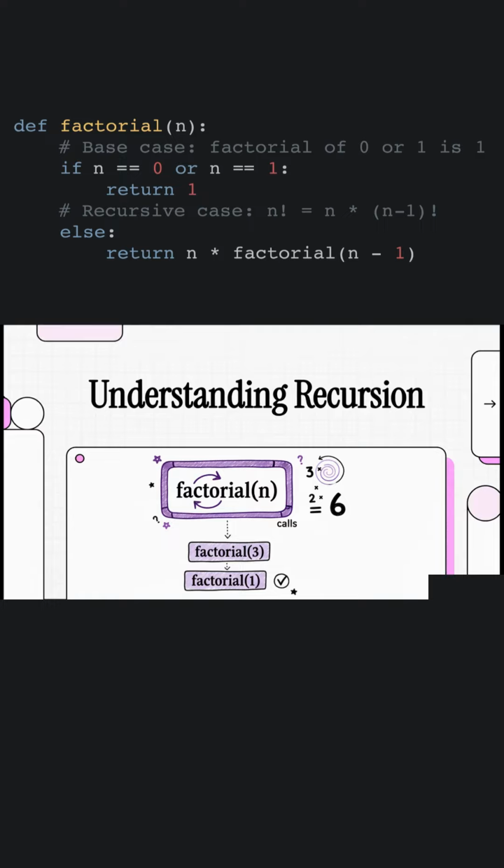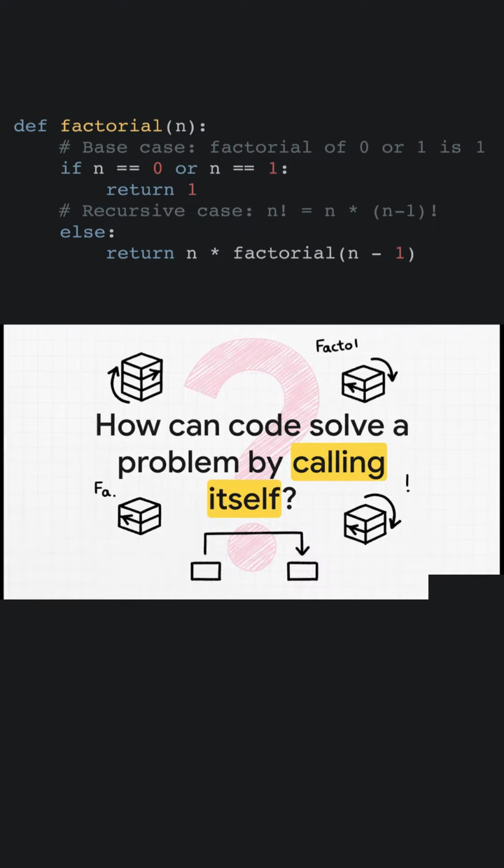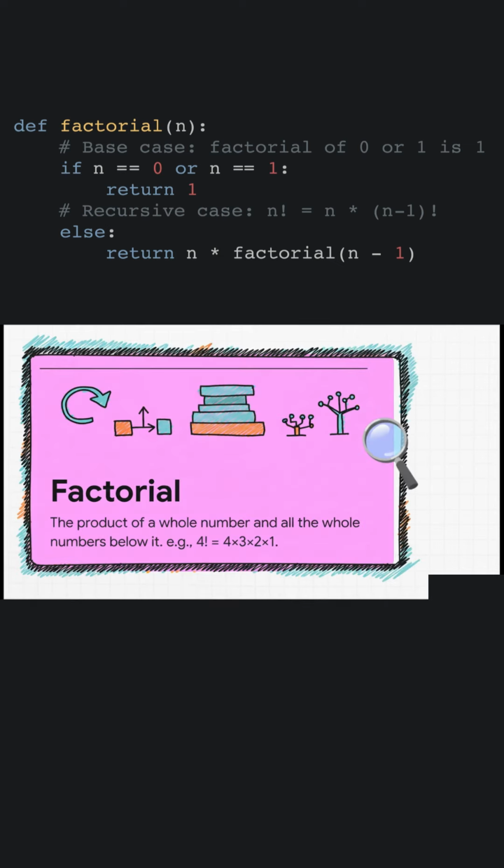All right, today we're diving deep into a really powerful programming concept known as recursion. How can code solve a tough problem just by calling itself? We're going to use one function to find out. So what's the problem we're solving? We're calculating something called a factorial.